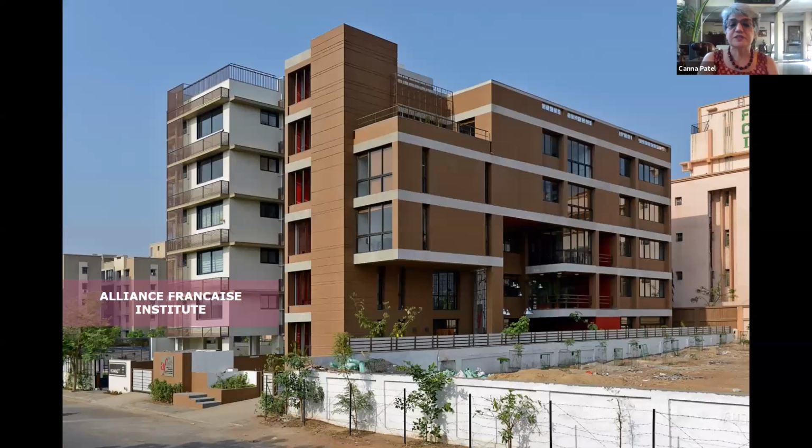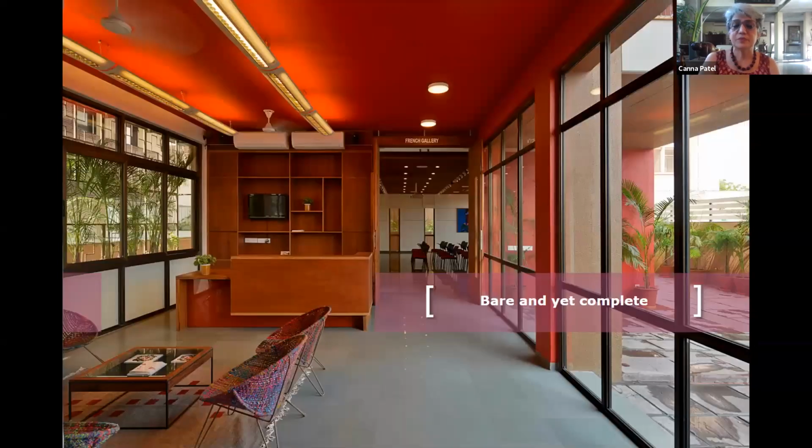This is Alliance Française, where we were responsible for architecture and interiors. This was a challenging project, and here we found that we had to work with a very limited budget. In 2,000 rupees per square foot, we finished architecture and interiors. And it's possible in India. Remember the diversity in this country? It's possible to do it.